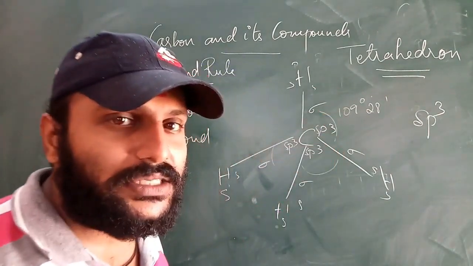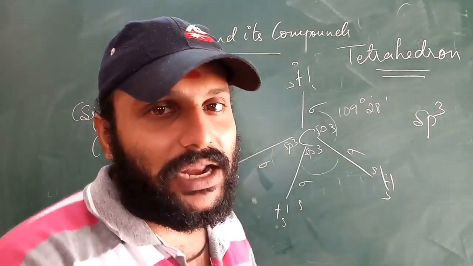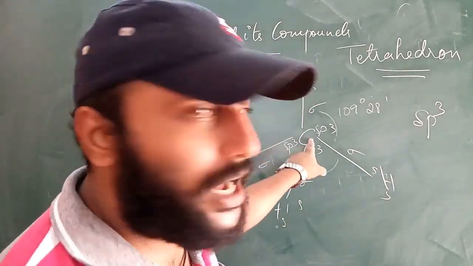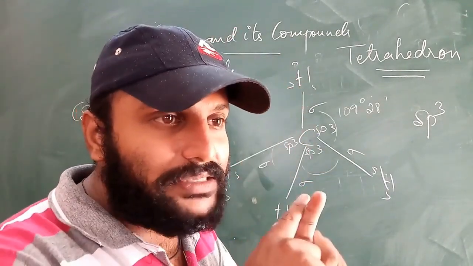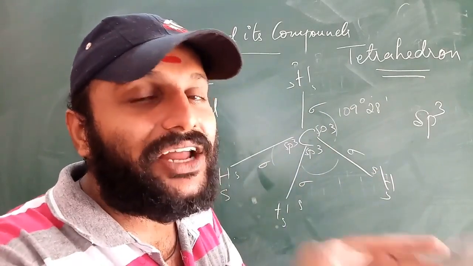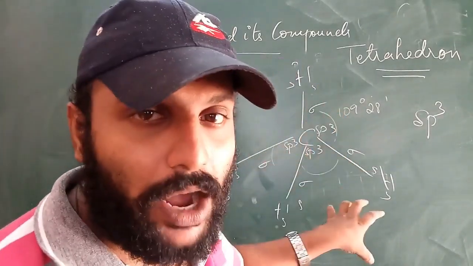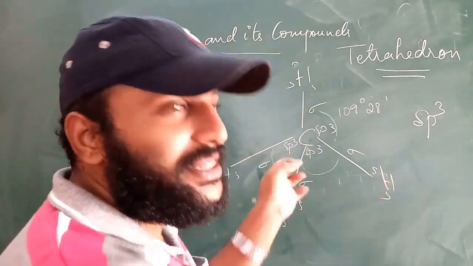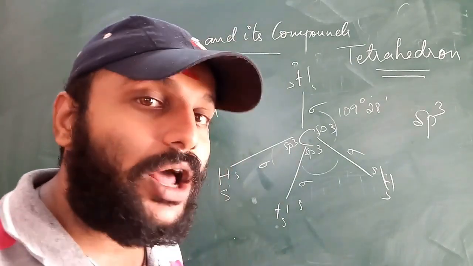Now what is called as sigma bond? If the bonding is made along the internuclear axis of atoms. Here the carbon nucleus is present at the center, here also a nucleus is there. If the bonding is made between the nuclei of 2 atoms, then it is called as sigma bond. Sigma bonds are strong bonds.